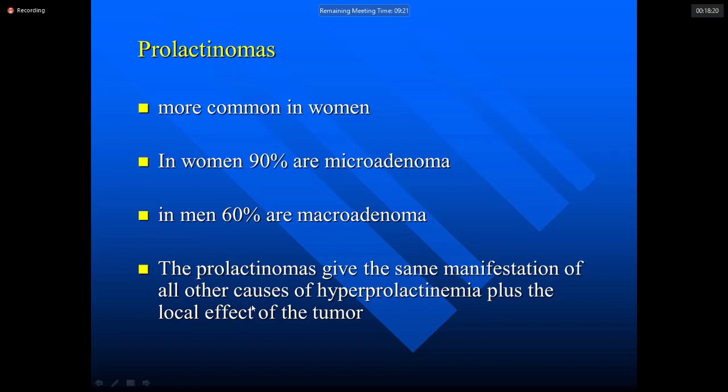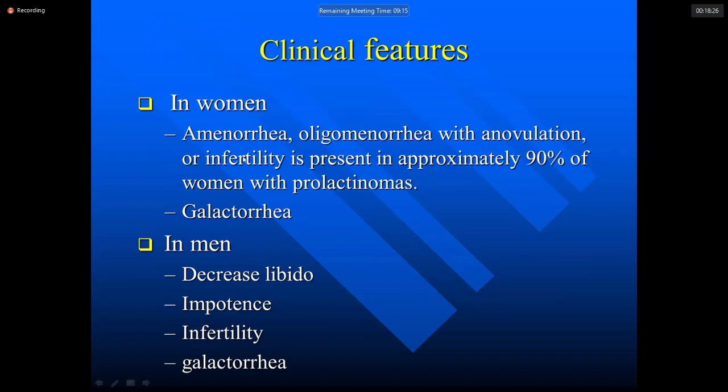The prolactinoma will basically be manifested in women as amenorrhea or oligomenorrhea and anovulation or infertility in about 90% of the cases, along with galactorrhea, which is the expression of milk from the breast tissue. And in men, the presentation is usually of hypogonadism, because prolactin in high amounts will actually suppress the FSH, LH, and hence the gonadal hormone. So there will be decreased libido, impotence, and infertility, and also galactorrhea.